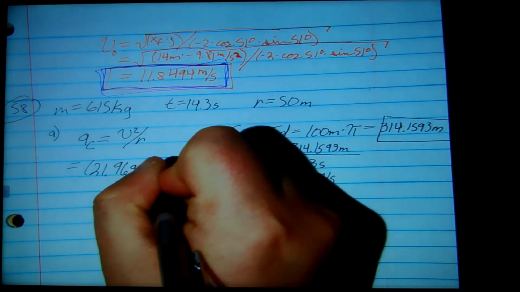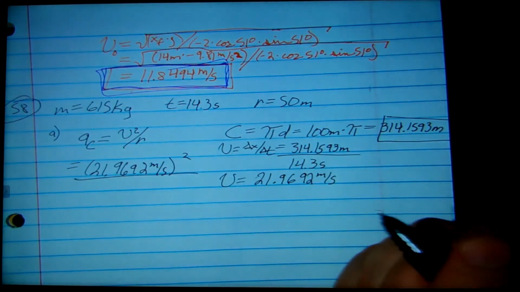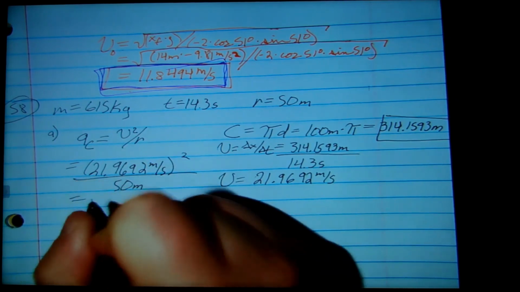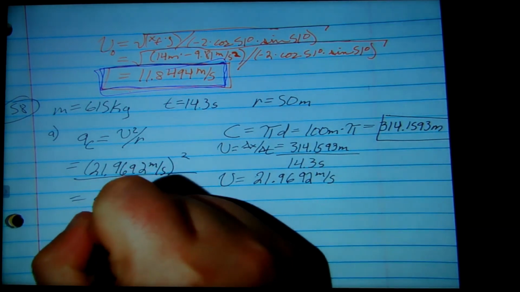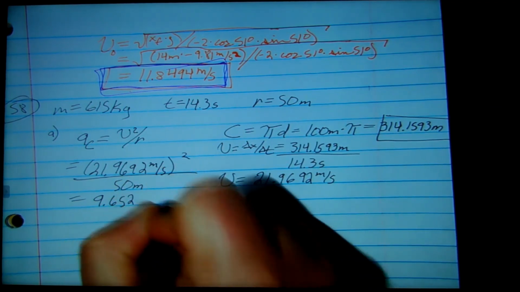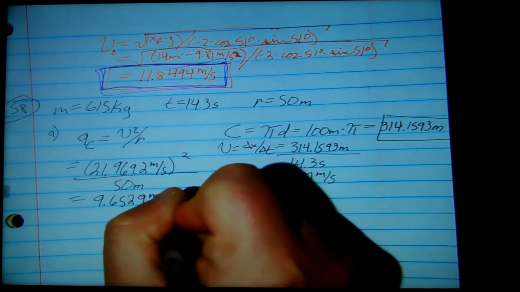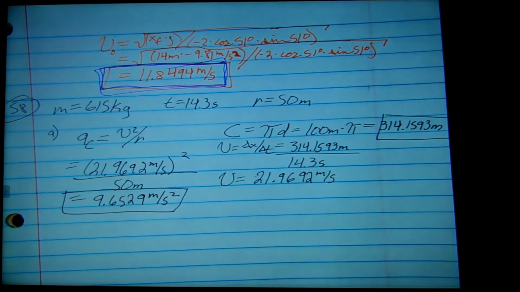Now we can find the centripetal acceleration, which will be equal to 21.9692 meters per second, squared, divided by the radius, and the radius was 50 meters. Square that, divide that by 50, and I find centripetal acceleration is 9.6529 meters per second squared. So there's part A.